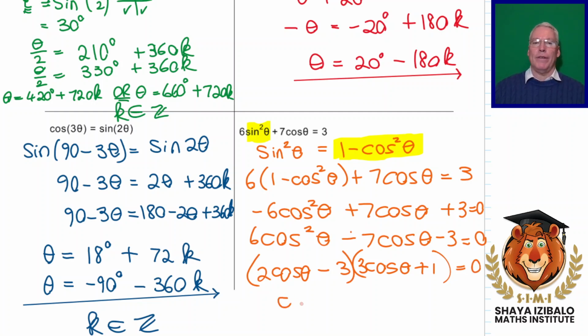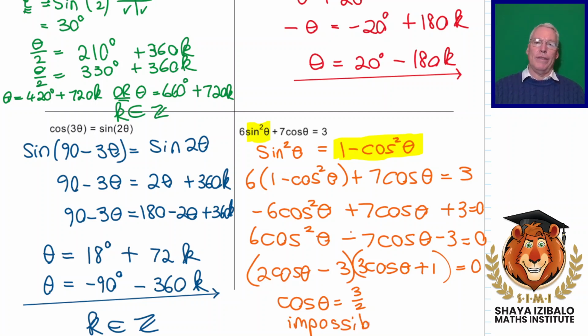From this one we get cos theta is 3 over 2. Now cos theta is 3 over 2 is impossible, alright? If you try and undo cos of 3 over 2, you get an error, and the reason you get an error, remember that cos never gets bigger than 1. Okay, so that's impossible. But the other one definitely has solutions.